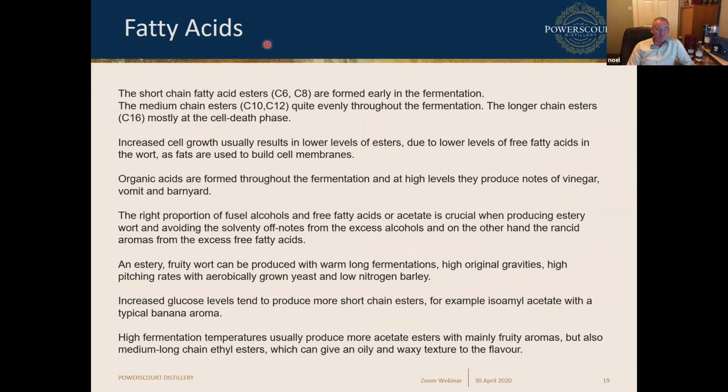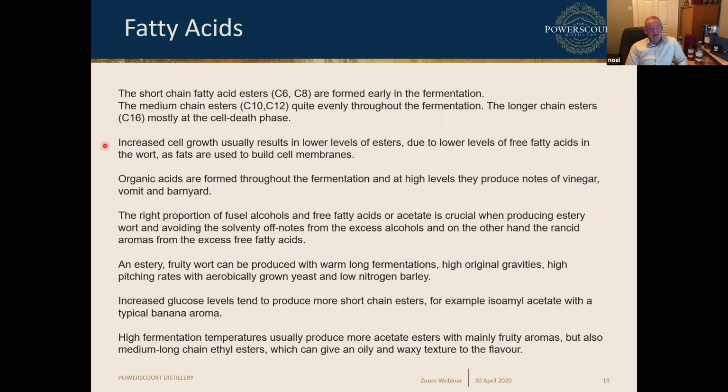We will see that fatty acids come in different grades, I suppose. We talk about the short chain fatty acids, which will be 6 to 8 carbons in length, and these are typically formed in early fermentation. The medium chain ones from C10 to 12 are quite evenly produced throughout the fermentation, and the long chain ones, up to 16, mostly are part of the cell wall of the yeast. When the yeast cell dies and breaks down, that's when the long chain fatty acids are released.